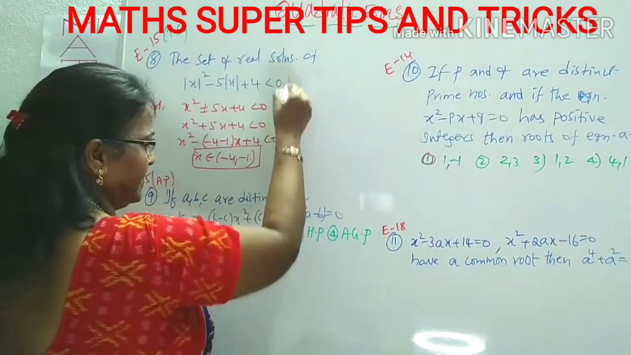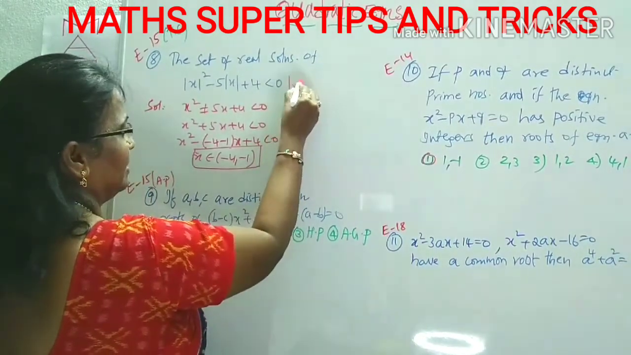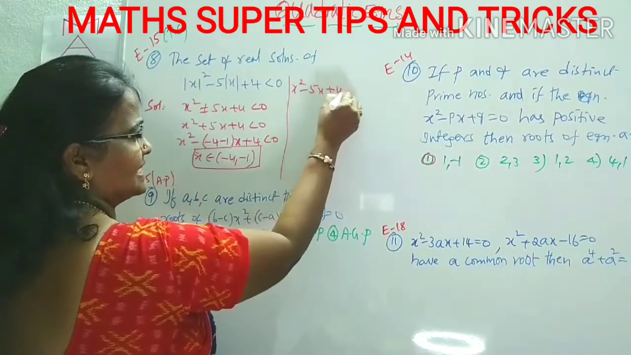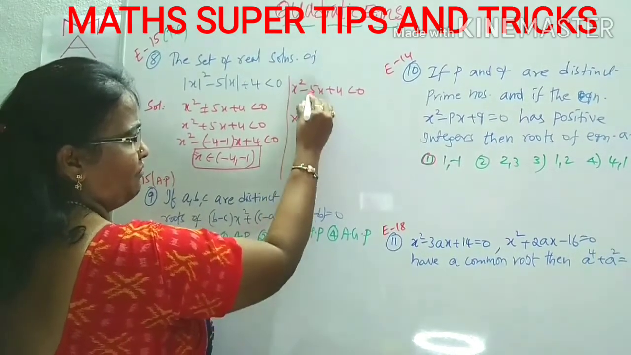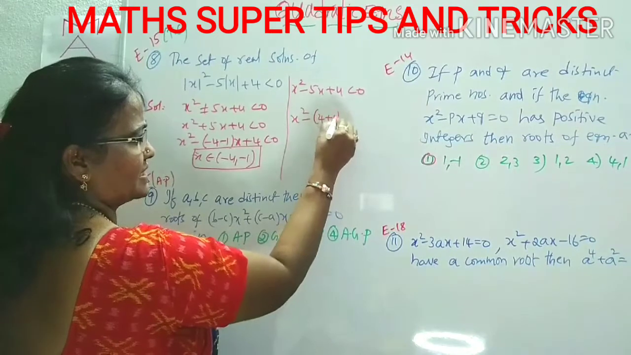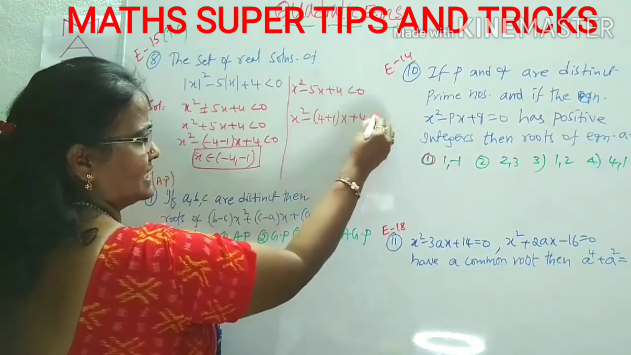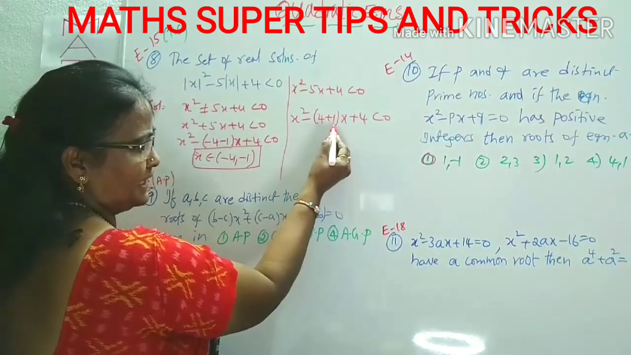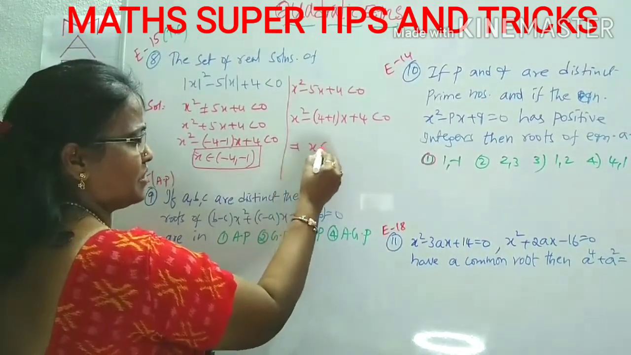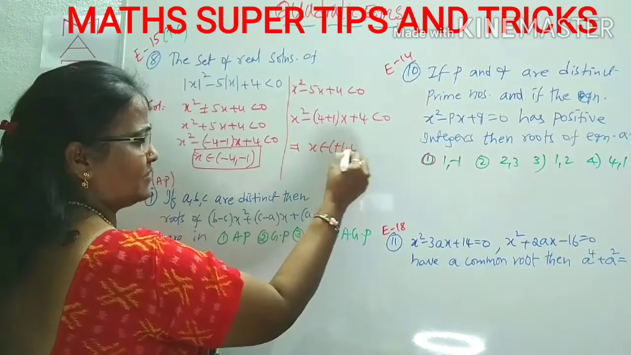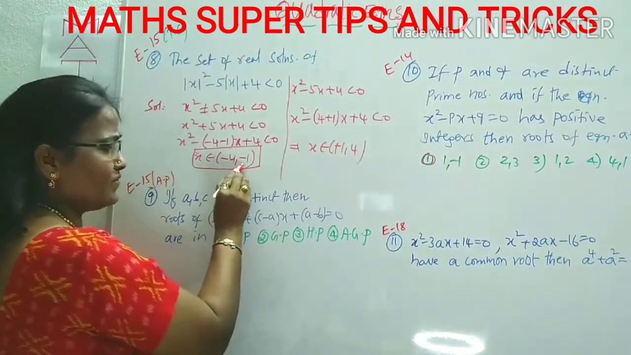Now what about the next equation, x square minus 5x plus 4 is less than 0? Same here, minus 5x we can take. Here minus 5 we can write as minus 4 plus minus 1 of x, and 4 into 1 is 4, less than 0. What is alpha here? 4. Beta is 1, which is least. Therefore here x belongs to 1 to 4. In the first one, x belongs to minus 4 to minus 1.